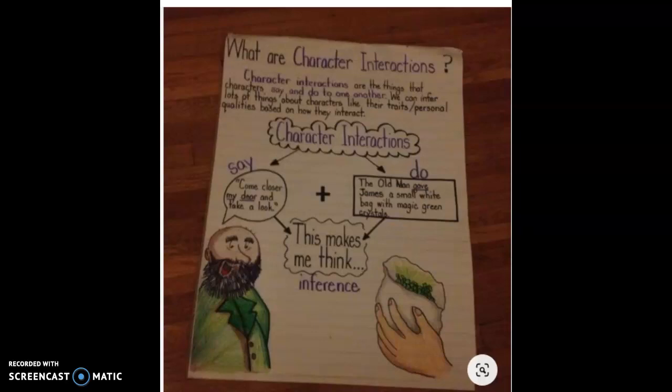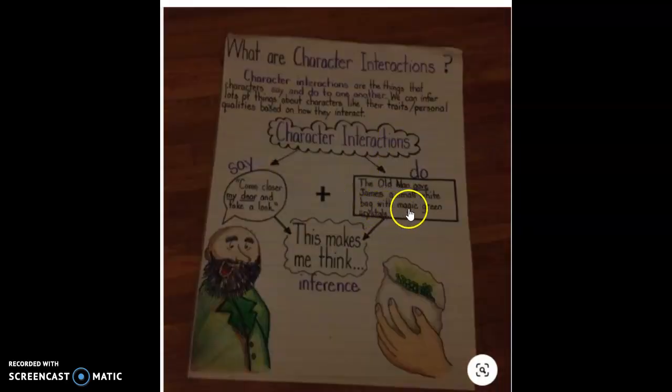We are going to use our background knowledge, which is also called schema, and the text clues to try and figure out what kind of character the author is giving us and how that character relates to other people in the story.